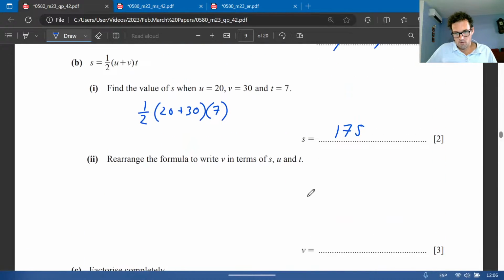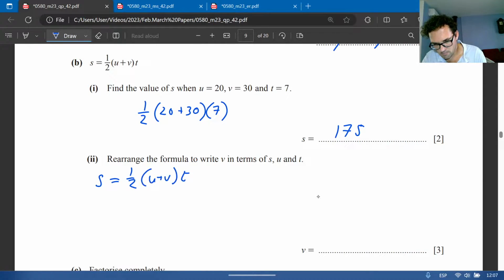Rearrange the formula to make v the subject. That's what they're saying. Write v in terms. So we have to get the v by itself. Okay. So this is what we call peeling the onion. That v needs to stay where it is. Everything else needs to go to the other side. So start as far away from the v as possible. It's peeling the onion. So what's this? This is a half. We need to get rid of this, so multiply both sides by 2.